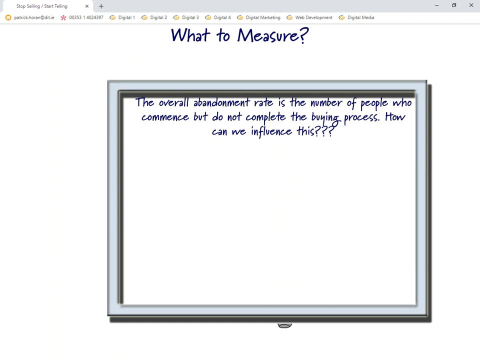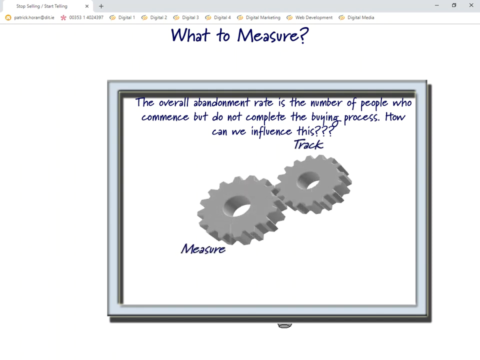So how can we influence this? Well, this is what we're talking about, metrics. It's about understanding what are the key points. How can I understand where somebody is in the process? How can I influence them to move on to the next process, or encourage them to move on to the next part of the process? The answer is to track them, to measure what they're doing, and to manage what they're doing. So it's very important that we keep an eye on this.